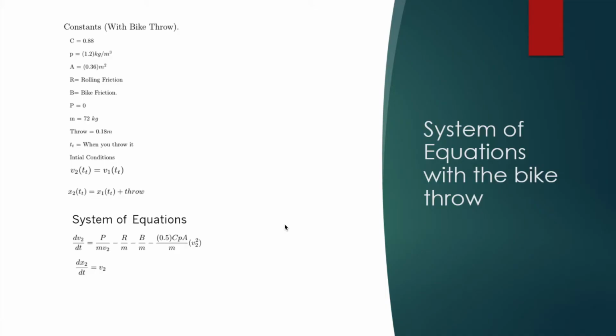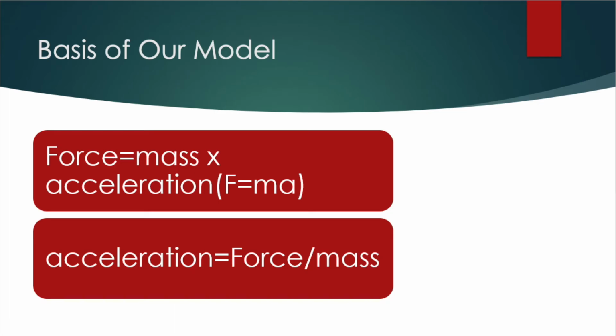Now, this is our system of equations with the bike throw. It's pretty much the same except with a few key differences. As you can see, our constants have been added. Now, we have the throw equal to 0.18 meters, and we have T of T, which is the time when you do the bike throw. As you can see, our initial conditions have now totally changed.